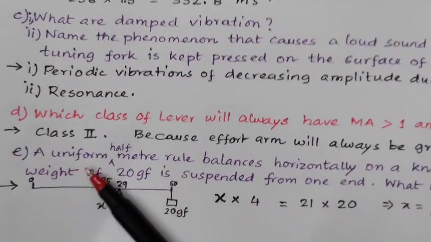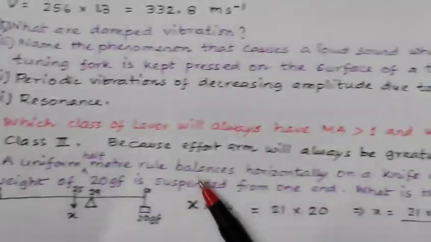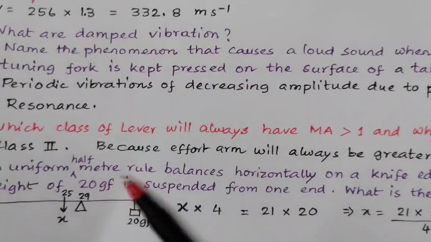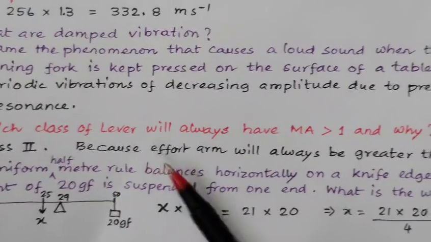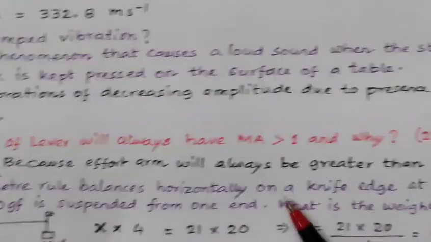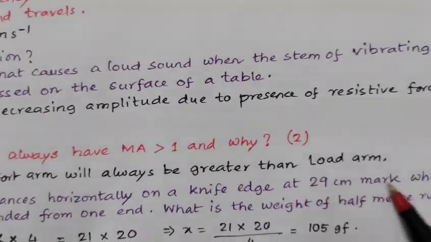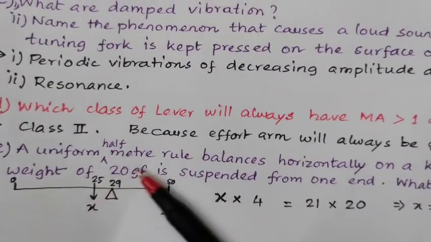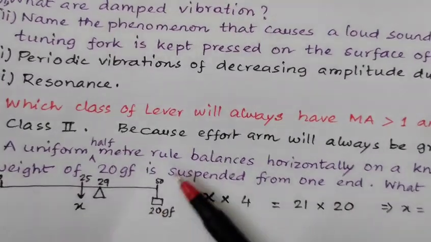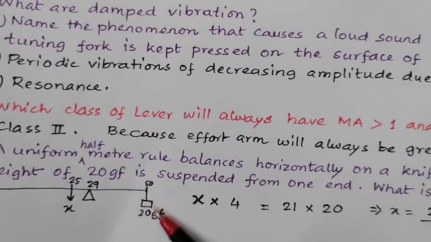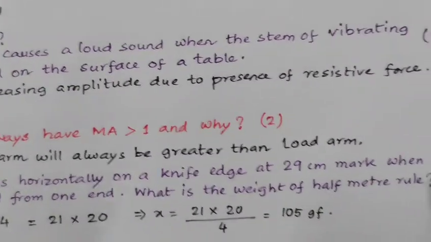E. A uniform half meter rule balances horizontally. Half meter rule means 50 centimeter. It balances horizontally on a knife edge at 29 centimeter mark when a weight of 20 gram force is suspended from one end, that means 50 centimeter mark. What is the weight of half meter rule?